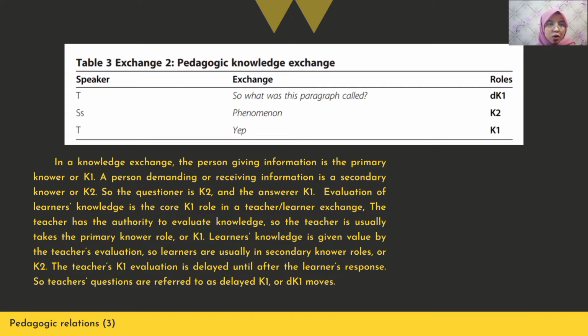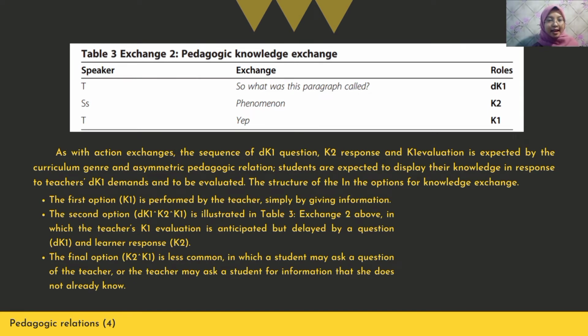Teachers have the authority to evaluate knowledge, so teachers usually take the role of primary knower or K1. Learner knowledge is rated by teacher evaluation, so students are usually in secondary knower roles or K2. The teacher's K1 evaluation was postponed until after the student's response, so the teacher's question is referred to as delayed K1 move or DK1. As with action exchanges, the sequence of DK1 question, K2 response, and K1 evaluation is expected by the curriculum genre and asymmetric pedagogic relation.